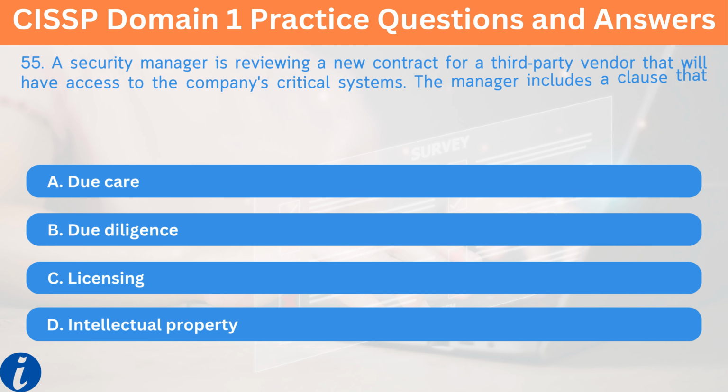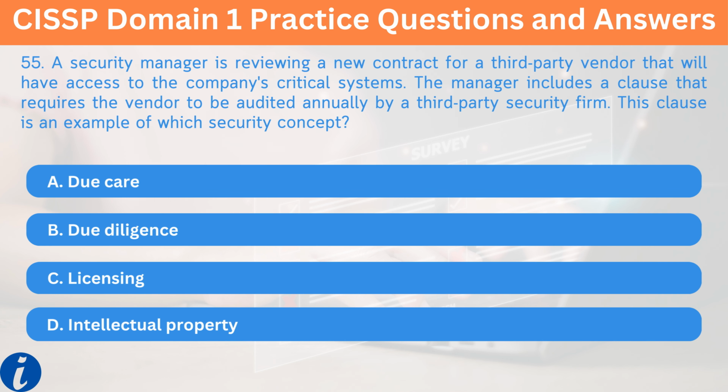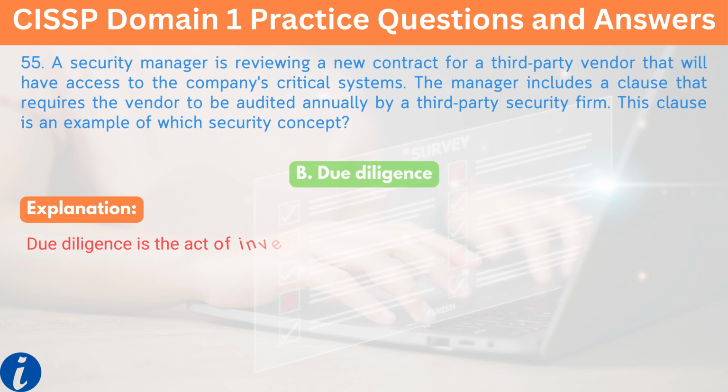55. A security manager is reviewing a new contract for a third-party vendor that will have access to the company's critical systems. The manager includes a clause that requires the vendor to be audited annually by a third-party security firm. This clause is an example of which security concept? A. Due care. B. Due diligence. C. Licensing. D. Intellectual property. The correct answer is B.